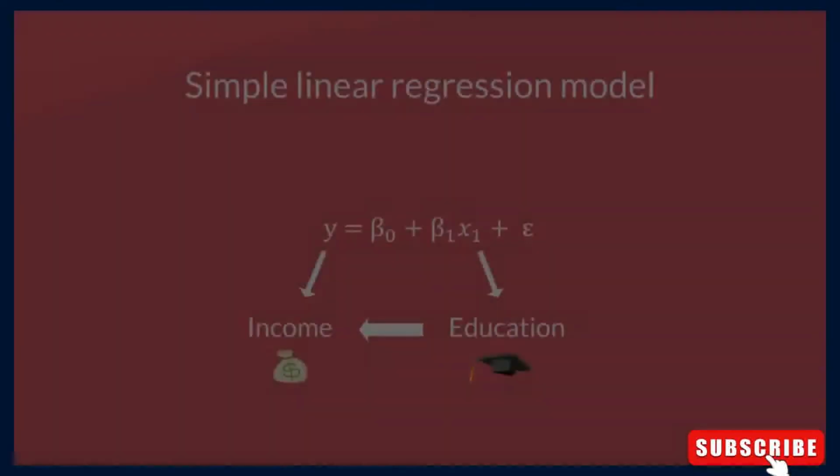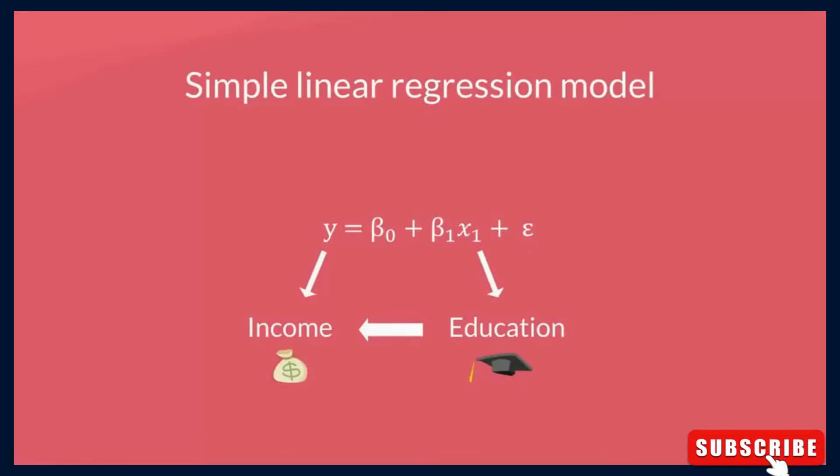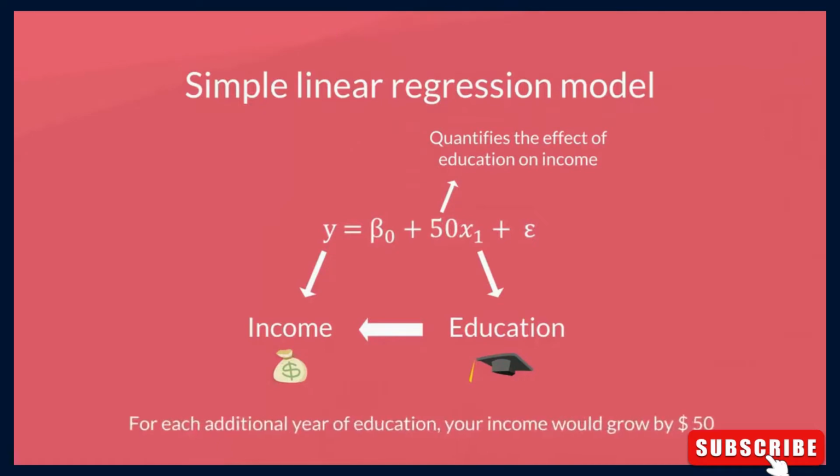Let's go back to the original example. Income is a function of education. The more years you study, the higher income you will receive. This sounds about right. Alright, what we haven't mentioned so far is that in our model, there are coefficients. Beta 1 is the coefficient that stands before the independent variable. It quantifies the effect of education on income. If beta 1 is 50, then for each additional year of education, your income would grow by $50.